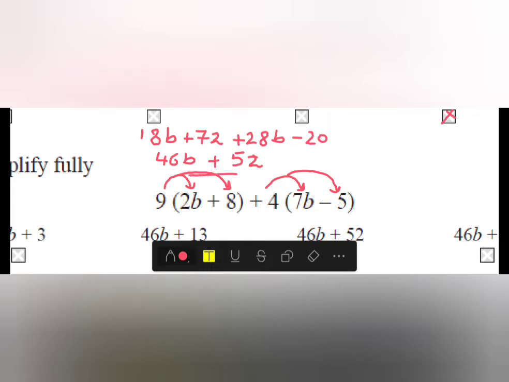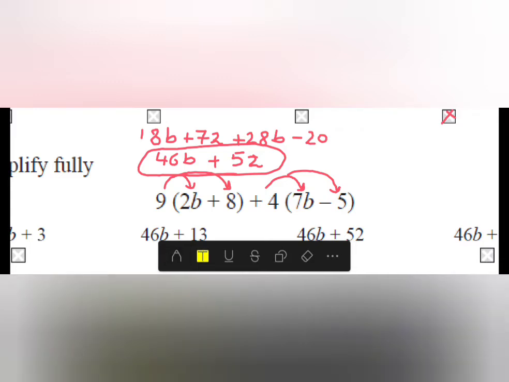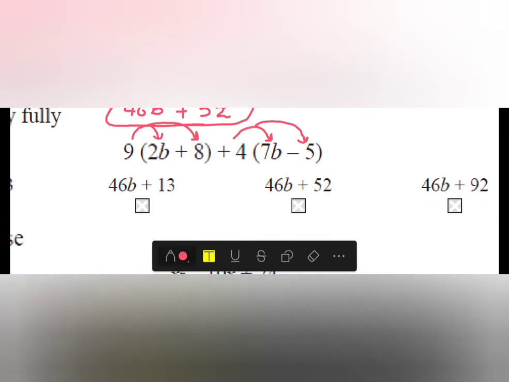And this is the final answer for this question. We can't simplify this more because we don't have like terms. So the answer will be 46b plus 52, which is this answer here.